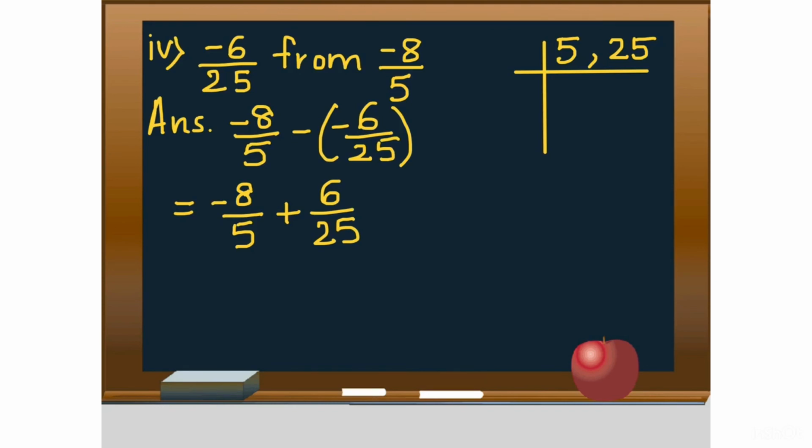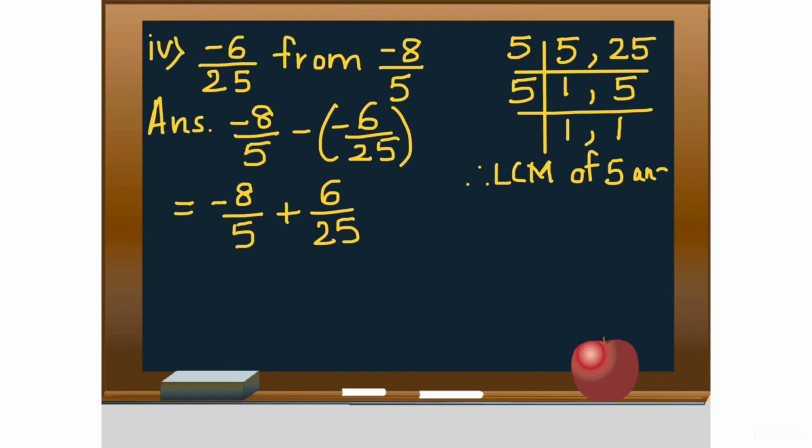We will divide by 5. 5 times 1 is 5. 5 times 5 is 25. We will divide by 5. 1 we will write as it is. 5 times 1 is 5. Therefore, the LCM of 5 and 25 is equal to multiplying these factors, 5 times 5, which is equal to 25.